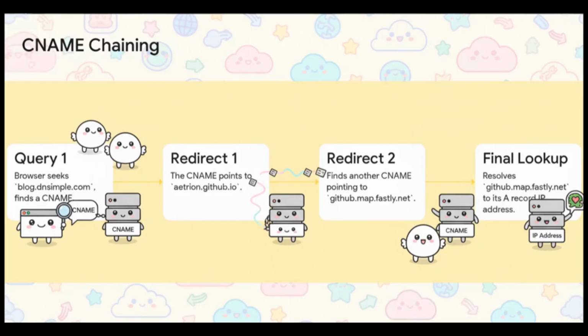So check this out. Here's a real-world example of how that works. Your browser looks for a blog, but instead of an IP, it finds a CNAME, so it follows it. Then it finds another CNAME and follows that one too, until it finally lands on a name that has the A record with the IP address it needs. Now, the genius of this is flexibility. It means a big service provider can change their server IPs, and everyone pointing to them with a CNAME automatically gets updated. You don't have to do a thing.